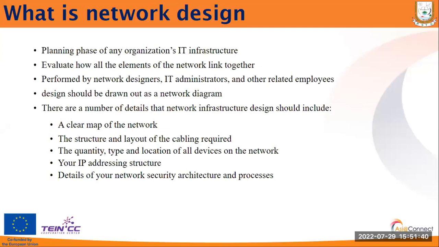There are a number of details your network infrastructure design should show: a clear map of the network, the layout for cabling requirements, where the routers and switches are connected, through which cable and how we will connect them, and the quantity, type, and location of all devices on the network. If you are in a university, which type of devices you are using and where they are located, like the halls and administration buildings, etc. Then your IP address structure and details of your network security architecture and processes.